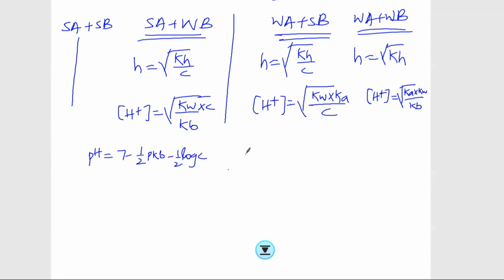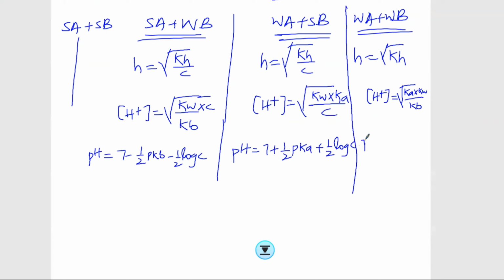Whereas here, pH is greater than 7. pH is equal to 7 plus 1 by 2 pKa plus 1 by 2 log C. But whereas here, pH is equal to 7 minus 1 by 2 pKb plus 1 by 2 pKa. That's it. Thank you.